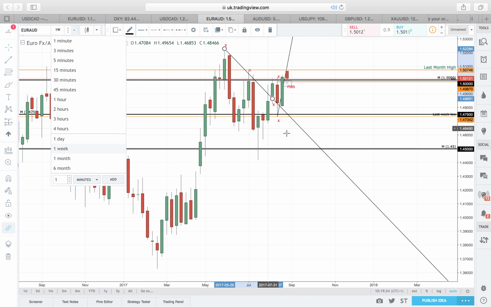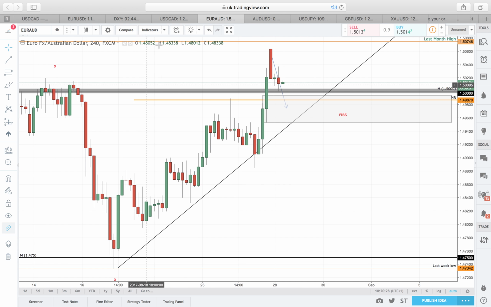Just have to wait and see. If you see a break of this low, then I say market structure break. But yeah, that's what I have for Euro AUD simply.